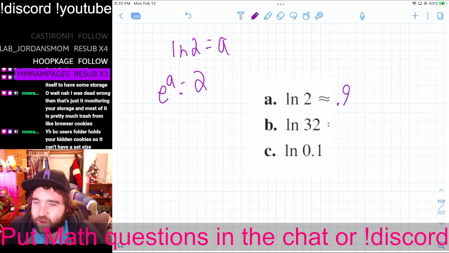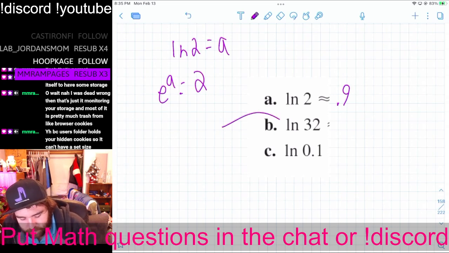But no, this definitely has to be less than 1. So let's call it 0.9. I'll be happy with 0.9. The ln of 2, e to the what power gets you 2? Yeah, probably about 0.9. And then now with our ln of 32, I'm actually going to use our answer above.